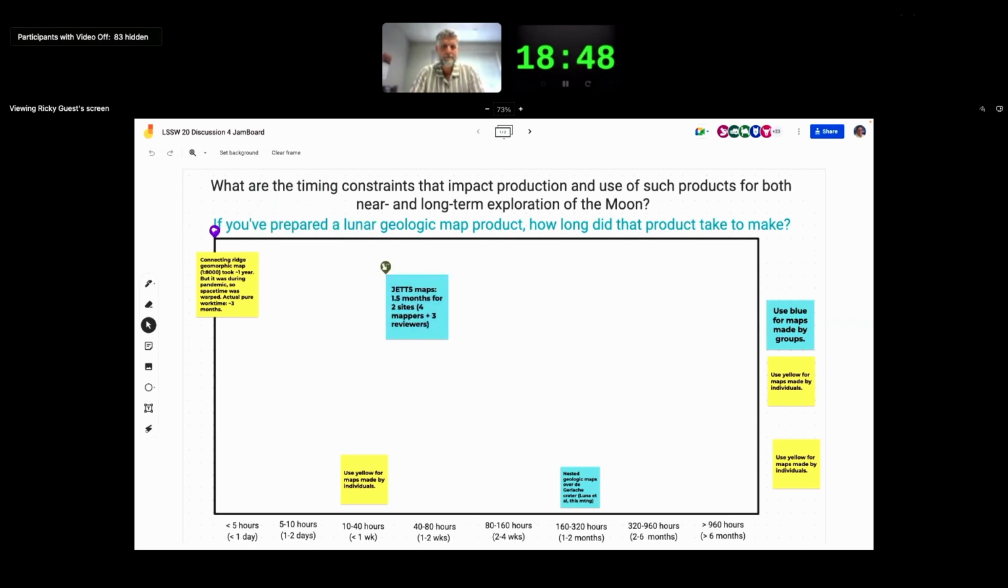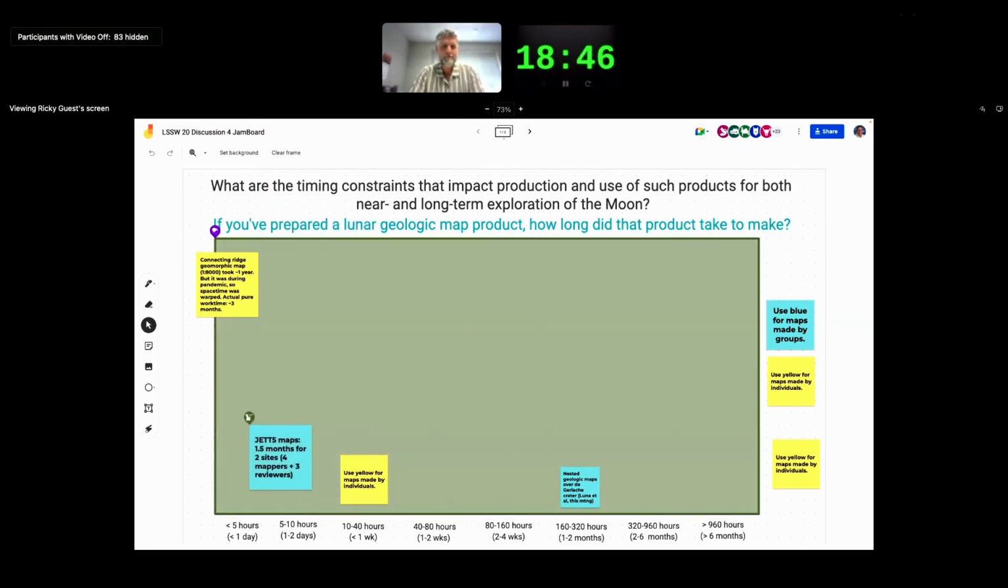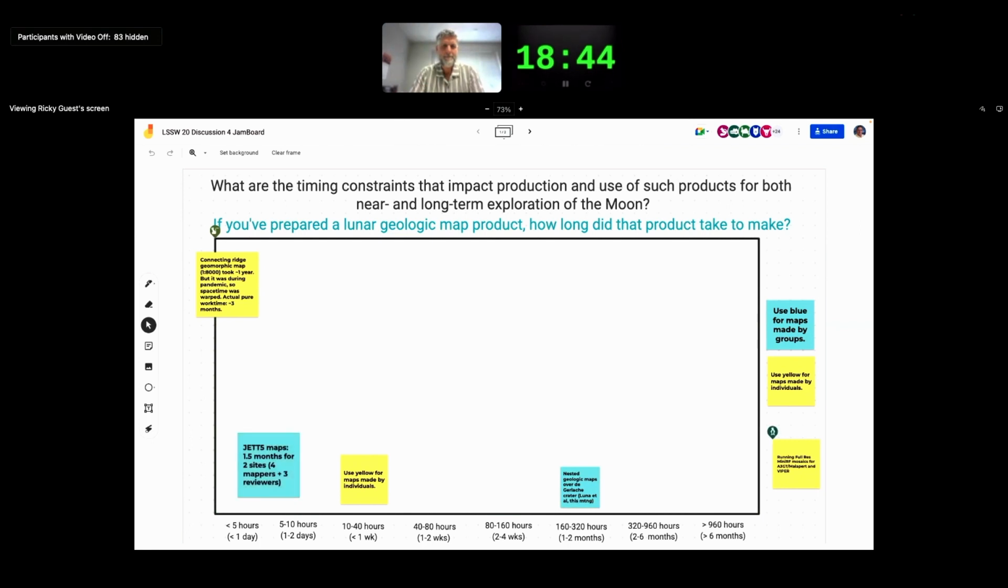And Jim, just chiming in to say that the goal of this is to make a bit of a graph, right? So feel free to move your stickies to the corresponding column where they would fall.